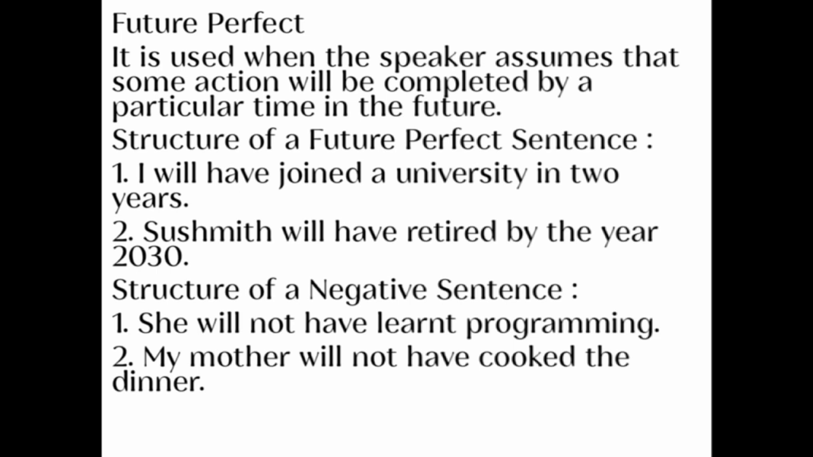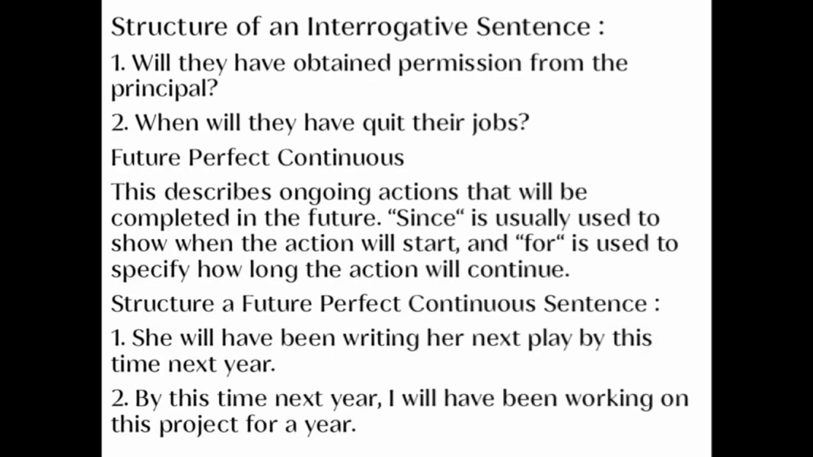Then we have the structure of an interrogative sentence. So here it includes will plus subject plus have plus past participle plus object. Will they have obtained permission from the principal? So will is the auxiliary verb, and also have. When will they have quit their jobs? So this is an example for the structure of an interrogative sentence.